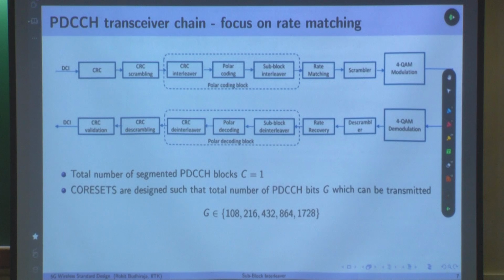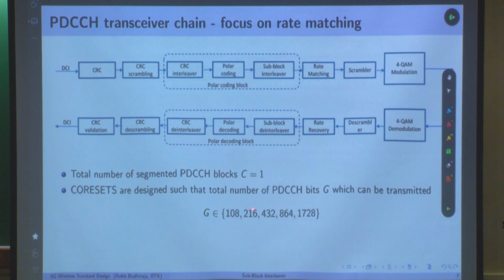We'll come to it. What am I saying here? These core sets are designed such that you can only transmit one of these 5 numbers of bits. And what is it telling you? 108, 216, how are these numbers coming? I will come to it. But what it is telling is that you can only transmit 54 symbols for 108 bits, or 216 by 2, 108 symbols, because it's QPSK. So there is a certain granularity associated with core sets. It will allow you to transmit only these many bits, that is all.